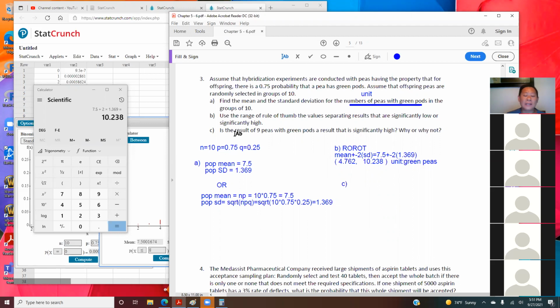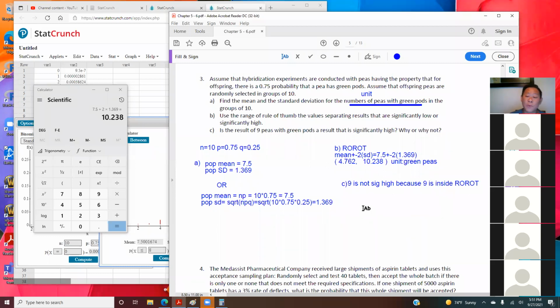So now my question is, is a result of 9 peas with green pods significantly high? You look at the range of rule of thumb. Is 9 inside or outside this range? It's in. So is that significantly high? No. So 9 is not significantly high because 9 is inside the range of rule of thumb. And if it's 11, then 11 is significantly high. But 9 is not. So this is how we do this.